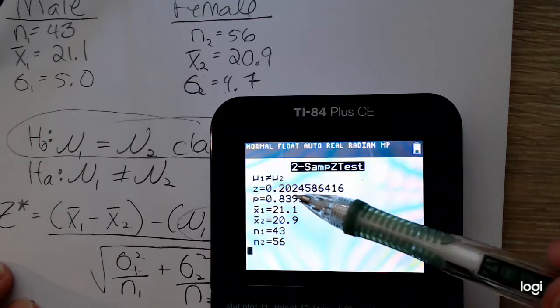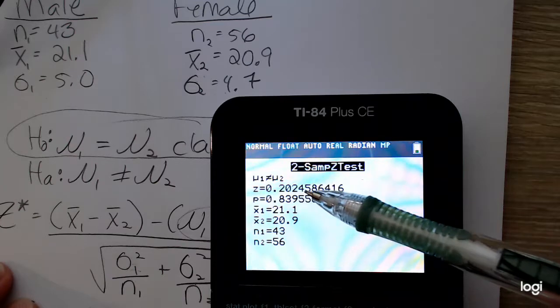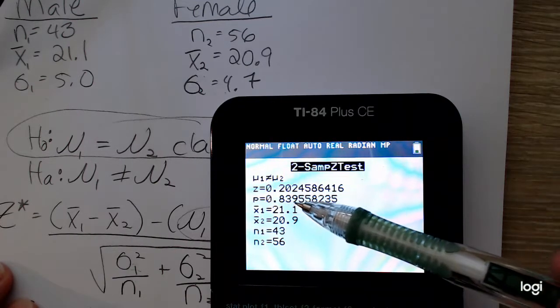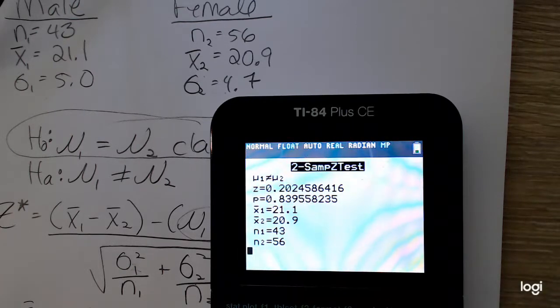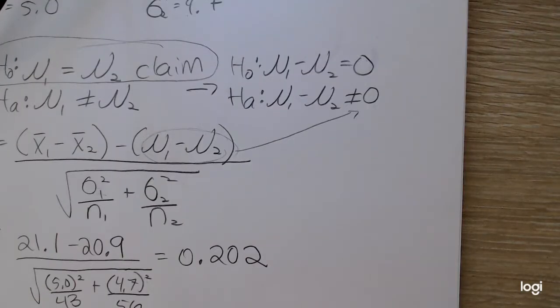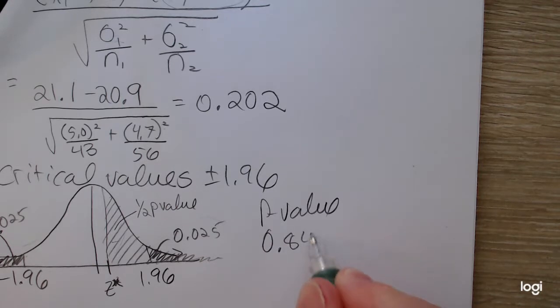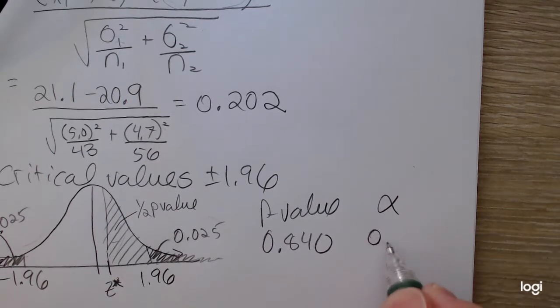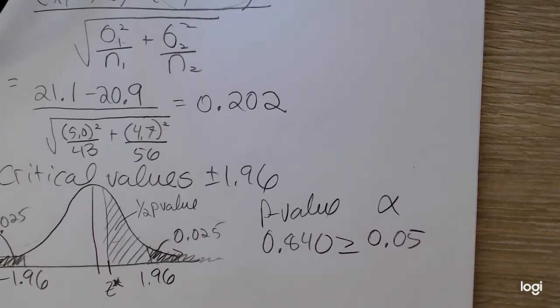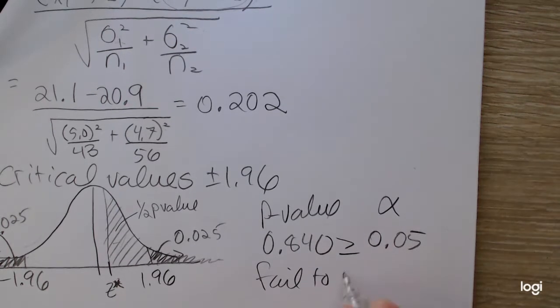You'll see that the standardized test statistic is the same as what I got when I did this by hand. And here's the corresponding p-value. Okay, rounding to 3 decimal places, that's 0.840. Comparing it to our level of significance, the p-value is greater than or equal to our level of significance, reaffirming the decision that we want to fail to reject the null.